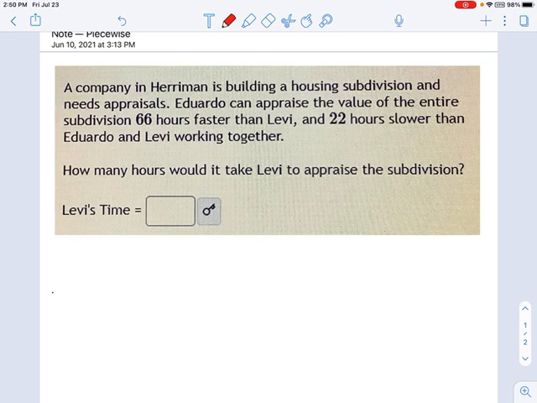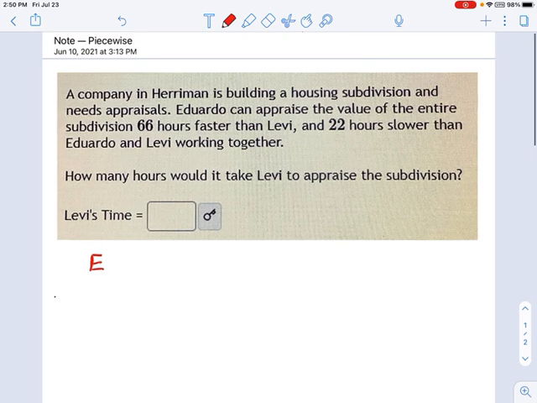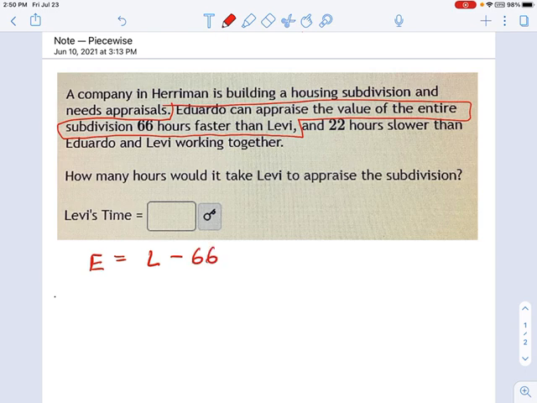So I'm going to say, let's say Eduardo is E, and let's read this sentence right here, what it says. He does it 66 hours faster than Levi. Okay, so let's make an equation that says that. E equals whatever Levi's time is, Eduardo's is 66 less. That's what I've just written here.